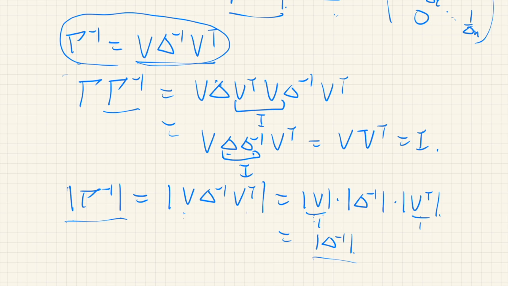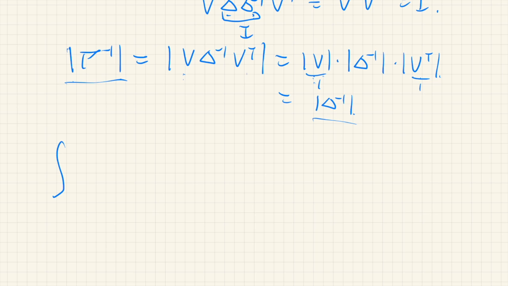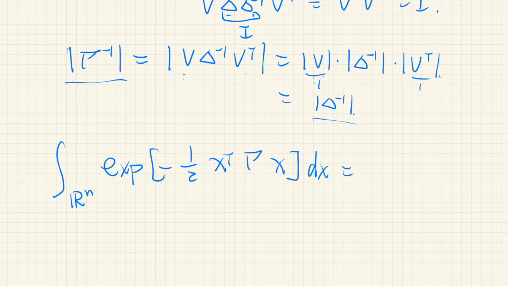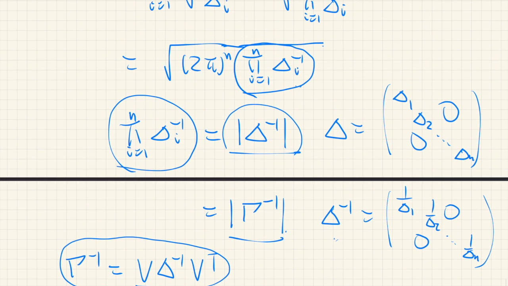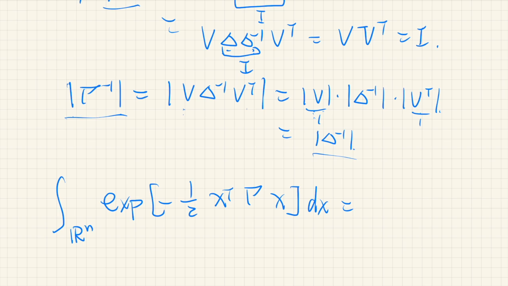Anyway, to summarize, the result of this Gaussian integral, the integral of exponential of negative 1 over 2 x transpose gamma x dx, is equal to this: the square root of 2 pi to the power of n times the determinant of gamma inverse. We are assuming gamma is positive definite, so of course the determinant is positive. So this doesn't cause any problem.